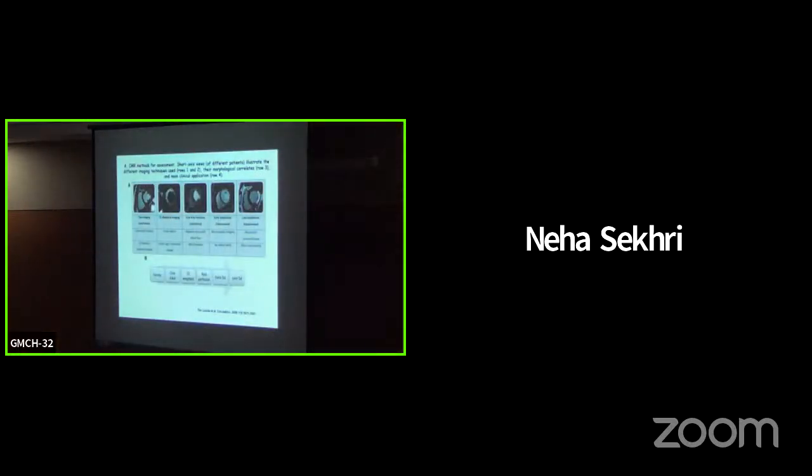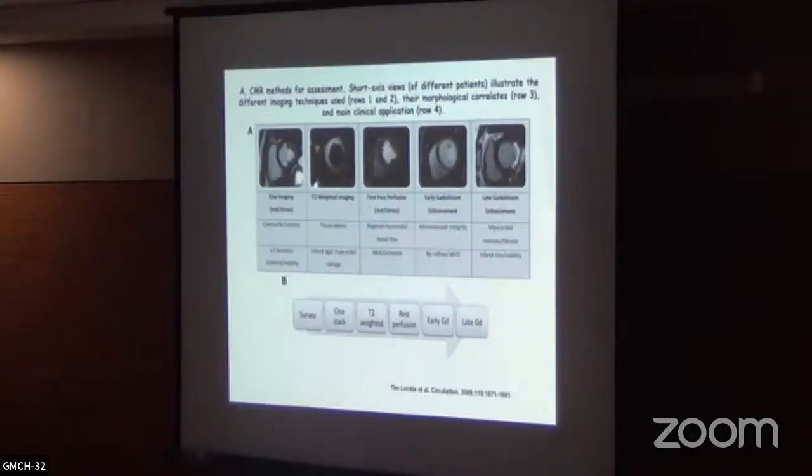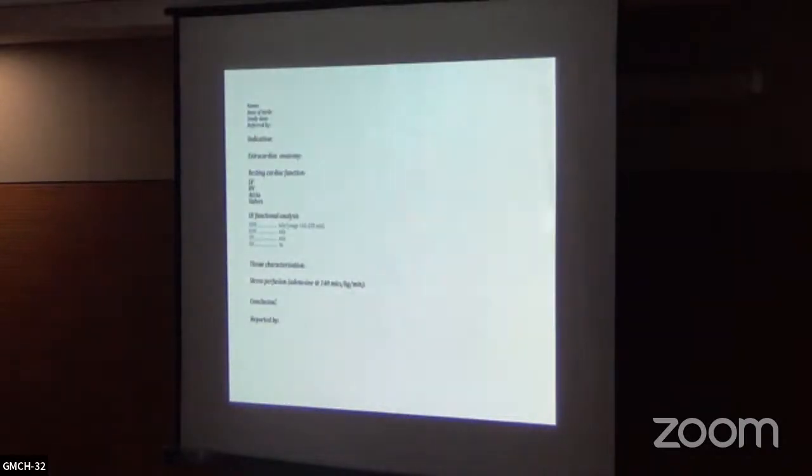So, depending on the question asked, we can decide on the sequences needed to help answer the question. A CMR report should be structured and capture all of these headings and try to synthesize them in your conclusion. Let's look at each of these in turn.